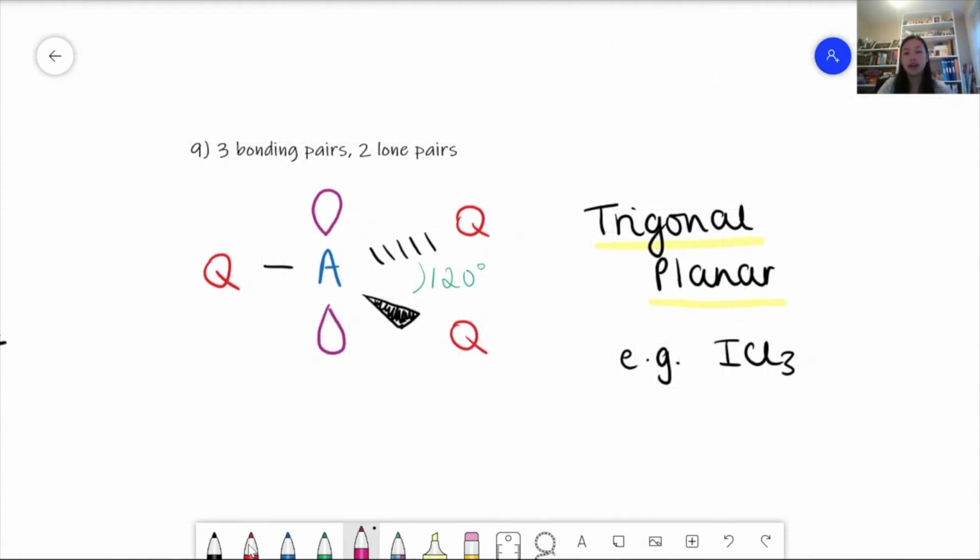And then we have 3 bonding pairs and 2 lone pairs. So we have the lone pairs at the top and the bottom, and this now becomes planar. Because it's planar and they all repel each other by the same amount, we have 360 divided by 3 again, so we get 120. And this is called trigonal planar.